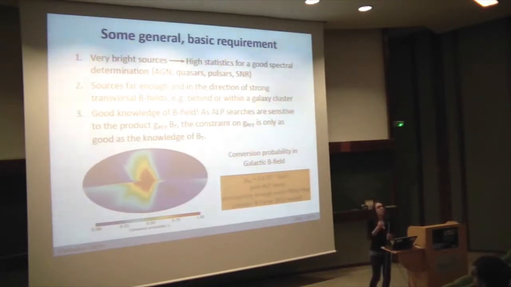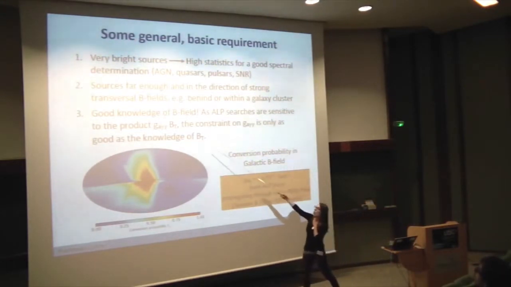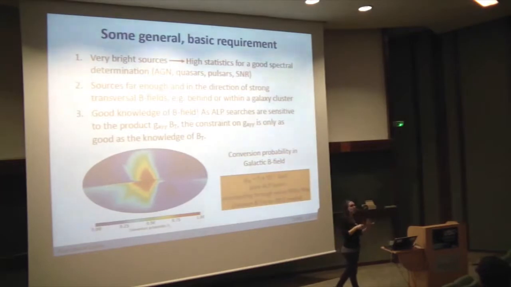And for example, you can choose a source that is behind or within a galaxy cluster where the magnetic field is enhanced. And then, of course, you want to have a target where you have a good knowledge of the magnetic field, because whenever you do ALP searches, you always have this degeneracy between the coupling and the transversal magnetic field. And to break it, you need to have a good handle on the transversal component of the magnetic field.